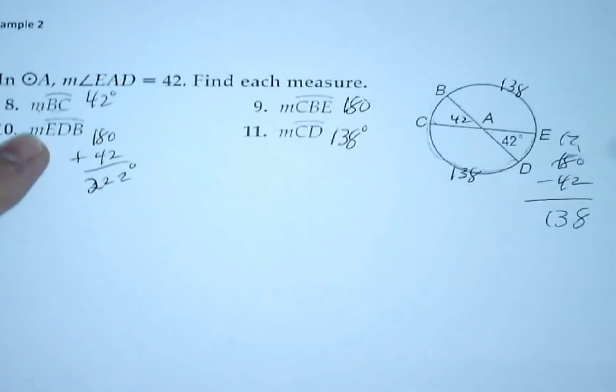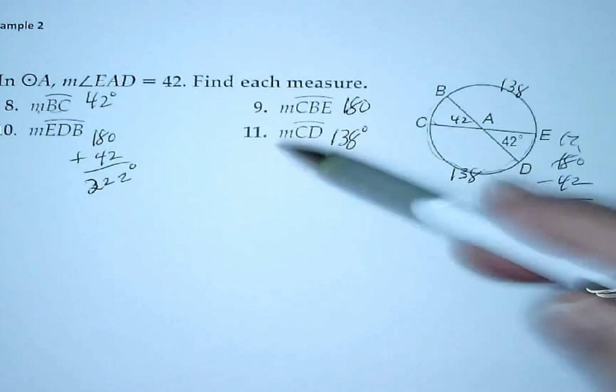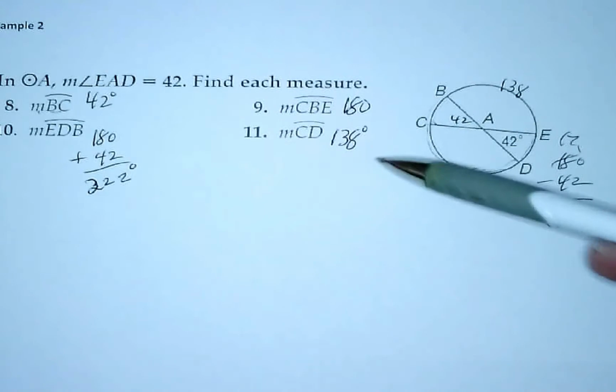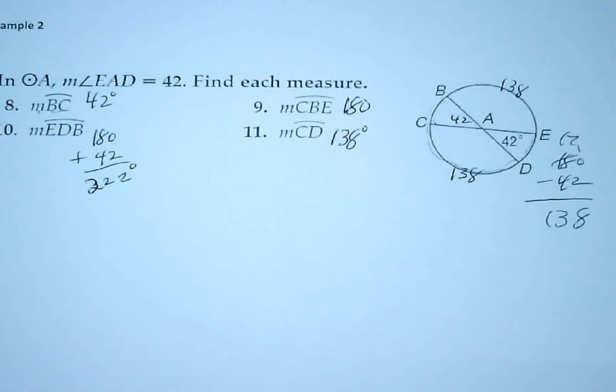So if you go over to the circle and find everything first, finding the angles that they're asking you to is a whole lot easier. If you have any questions, let me know.